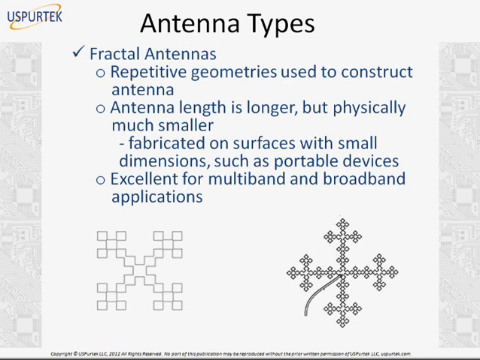Now we come to another interesting antenna type, a fractal antenna. We use the concept of fractal, which is repetitive geometries used to construct an antenna. So here again, you can achieve a much longer length of antenna element within a small space. These are fabricated on a PCB or some other surface. The antenna length is much longer, but physically much smaller.